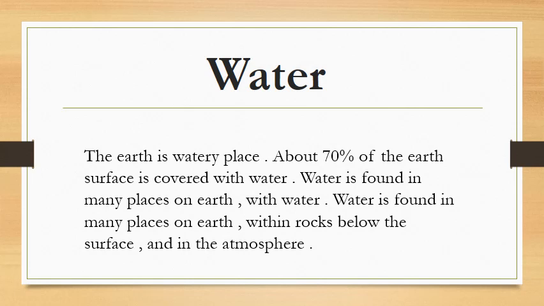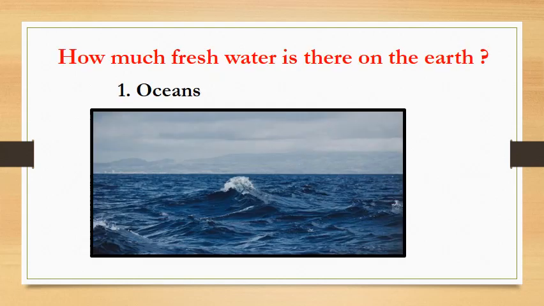Okay, so water is found in many places on Earth because, as I mentioned, it's 70% covered by water, so we can go anywhere and find it. How much fresh water is there on Earth? There is a lot of water on Earth, but can we drink all of it? Are all of them fresh?